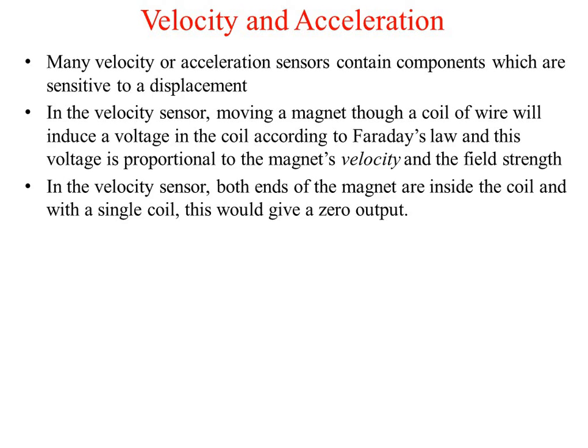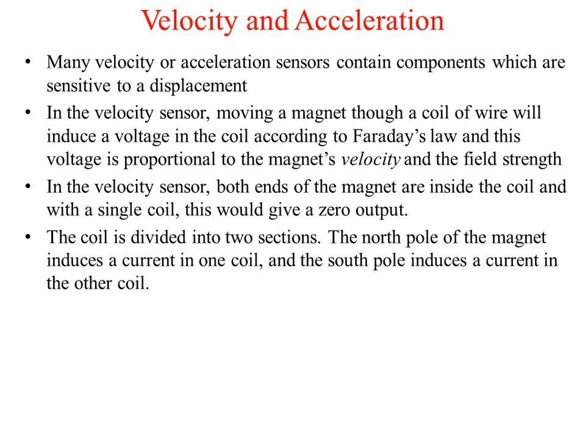So the velocity sensor: both ends of the magnet are inside the coil. What is considered as the magnet being inside the coil is that both ends, that means south pole and north pole, are inside the coil. With a single coil, obviously the output will be 0. So you have to use two coils, coil 1 and coil 2.